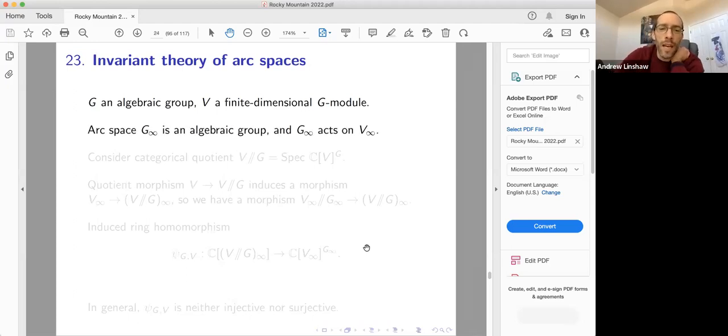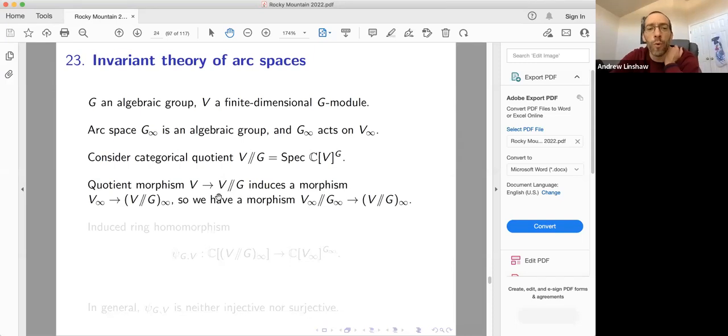So there's an action of the arc space G infinity, which itself is an algebraic group. It's a big unipotent extension of G. This acts on V infinity. And one can consider the categorical quotient V mod mod G. This is the spec of the ring of invariants. So C[V]^G means the ring of G-invariant polynomial functions on V. Take spec of that. That's what I mean by V mod mod G.